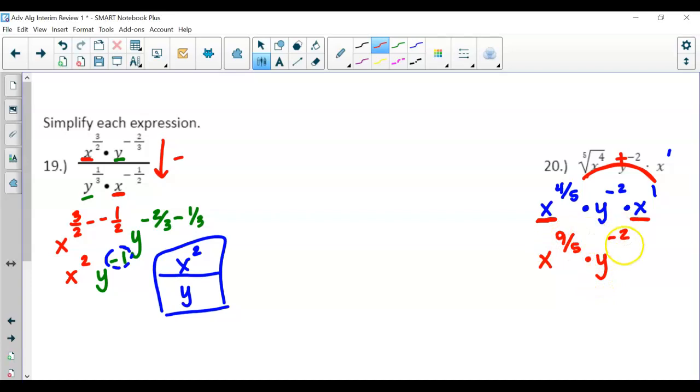Now, can we add these two exponents? No, because the bases are different. However, is this our final answer? No, because we have a negative exponent, which means we're going to have to reciprocate. What's going to go in the denominator? X, Y, or both? Just Y, because the base Y is what has the negative exponent. And X to the 9/5 stays up top.